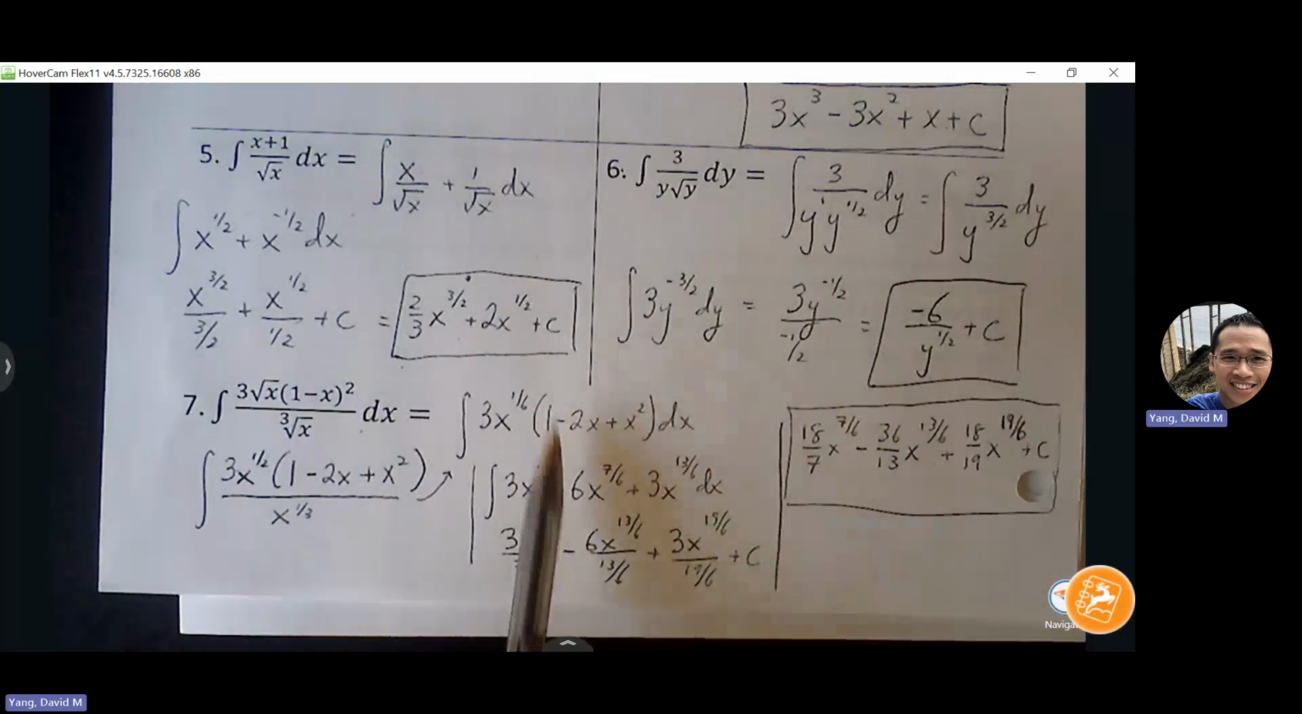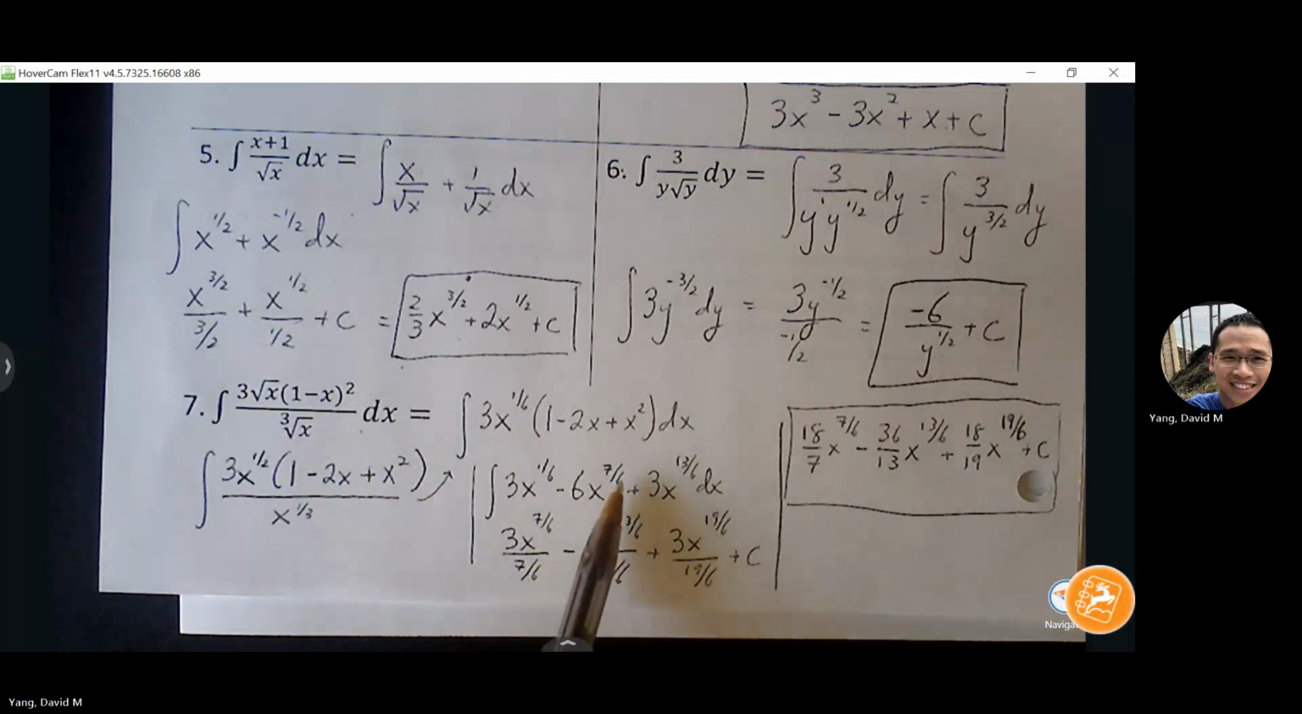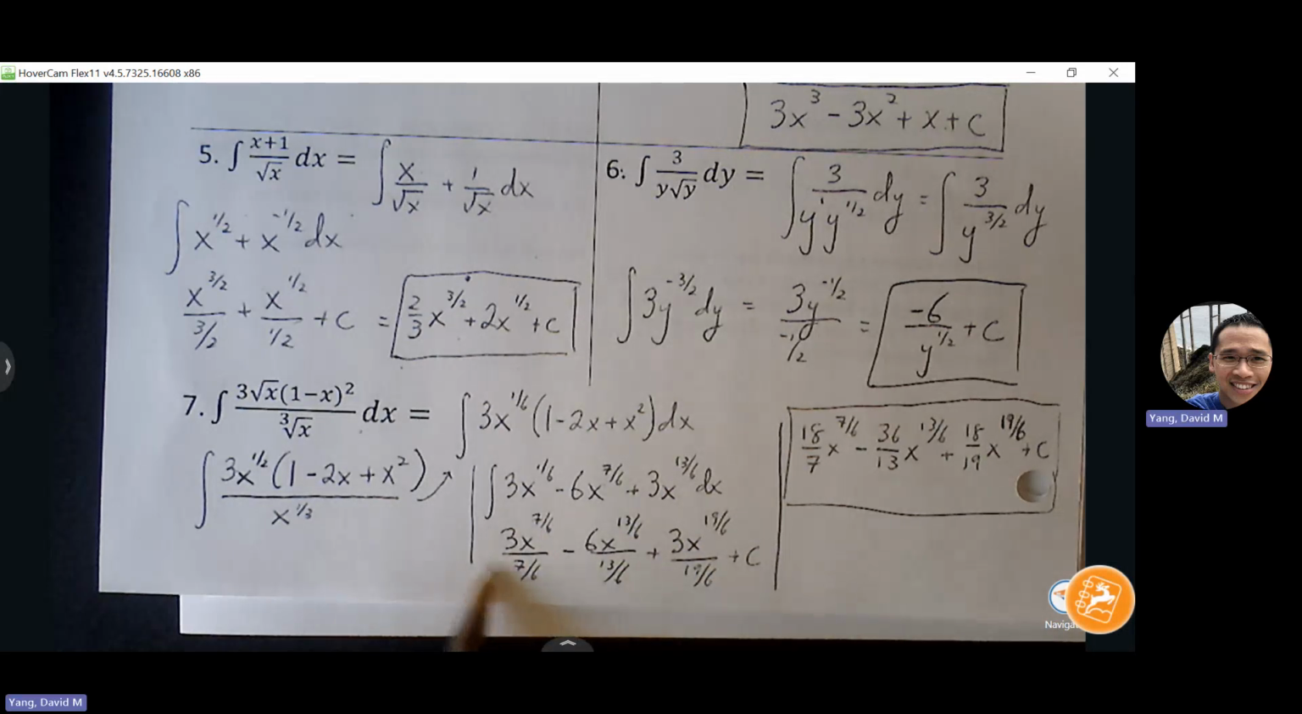So we add 1 to the exponents. 1/6 plus 6/6 is 7/6. 7/6 plus 6/6 is 13/6. 13/6 plus 6/6 is 19/6. Flip all the denominator fractions up as reciprocals. So 3 times 6/7, 6 times 6/13, and 3 times 6/19.